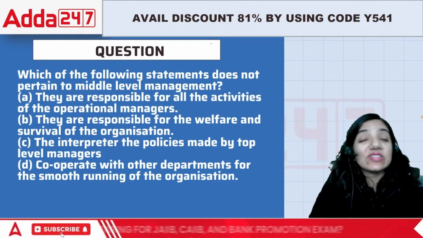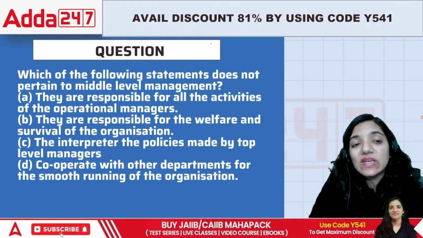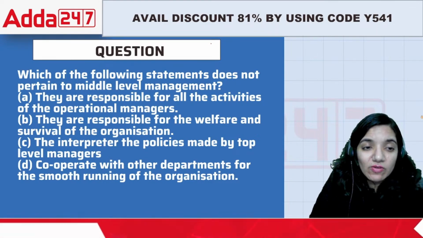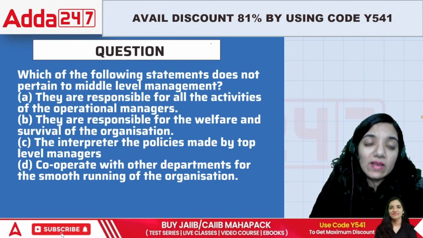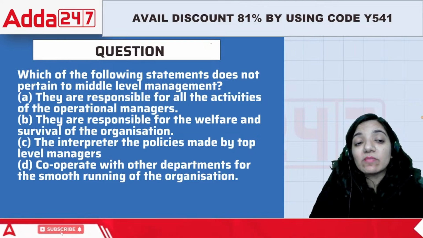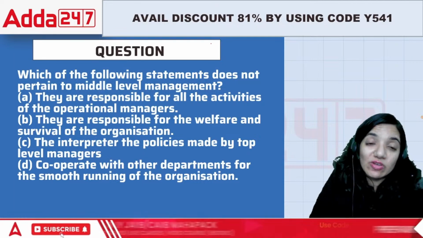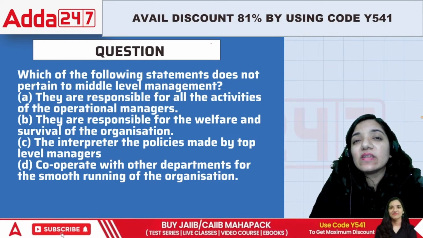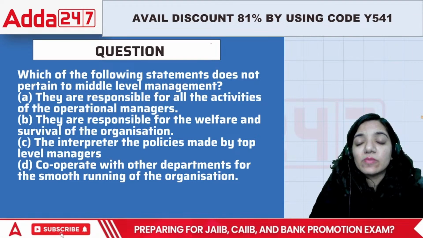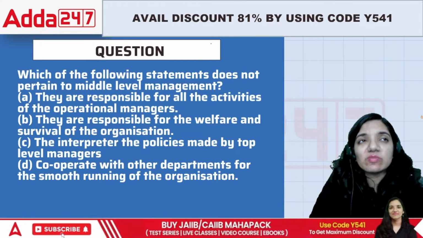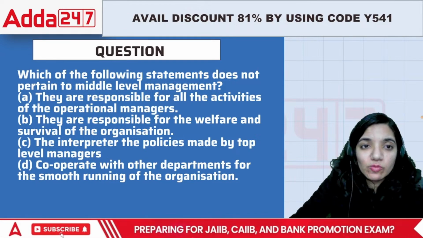Here comes the next question. Which of the following statements does not pertain to middle level management? They are responsible for all the activities of the operational managers. They are responsible for the welfare and survival of the organization. They interpret the policies made by top level management or cooperate with other departments for smooth running of the organization. Top level is something that deals with decision making. Middle level deals with something related to the welfare of the people, and the lower level is responsible for the supervision. So among the following, what would be the answer?